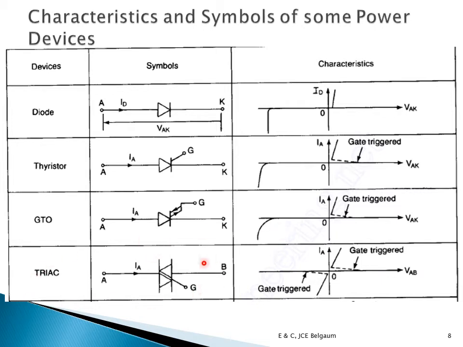Triac is very similar to the SCR, but the only difference is it is bidirectional. What do you mean by bidirectional? It is possible to trigger the SCR both in the first quadrant and the third quadrant.